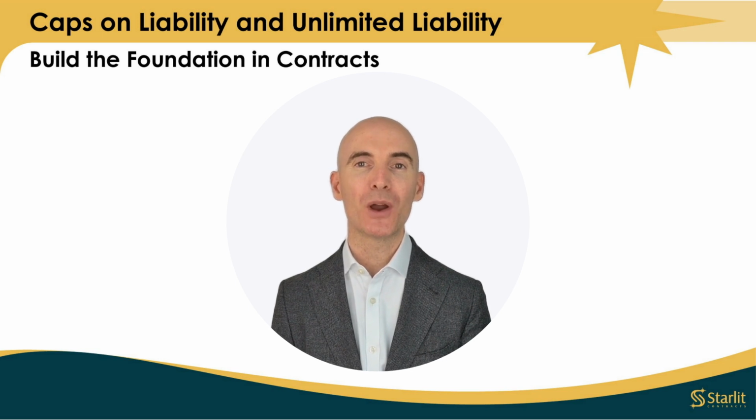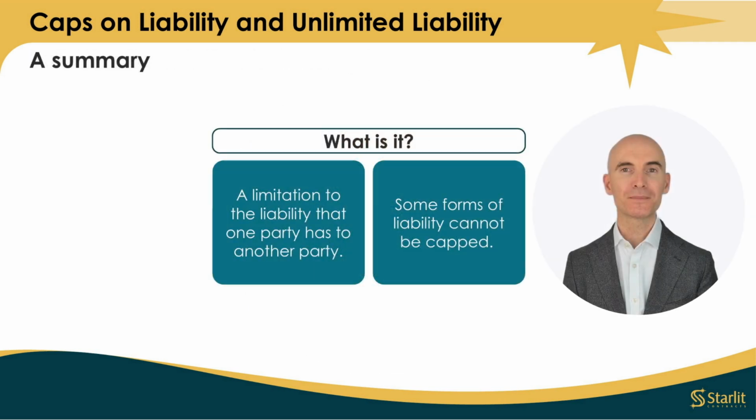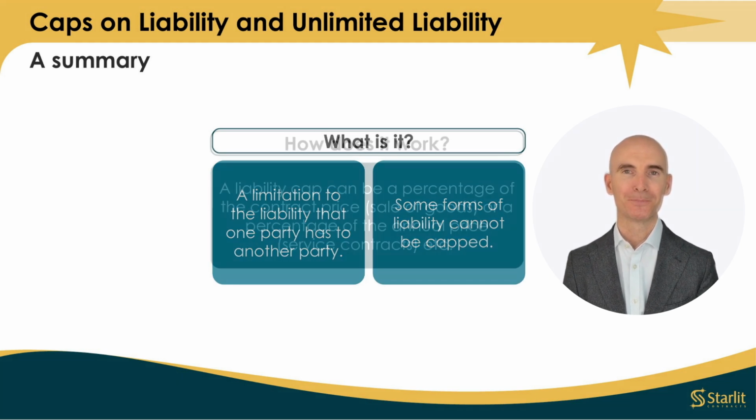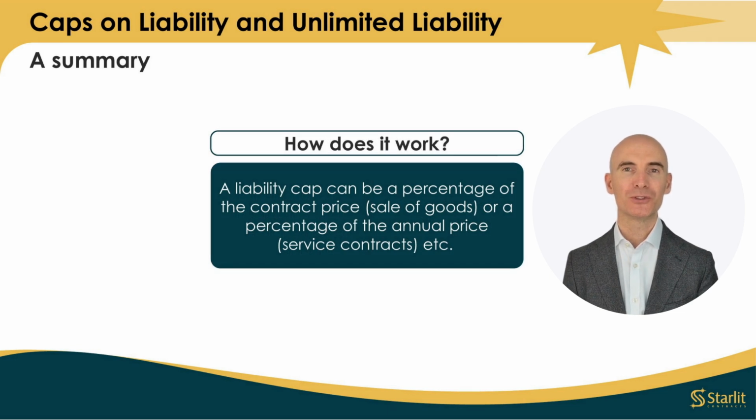We're looking at caps on liability and unlimited liability in this video. Some forms of liability can't be capped, and which ones depend on the law that governs the contract. Liability for personal injury and death are typical examples of liability that cannot be capped under many governing laws. So how does it work in practice?